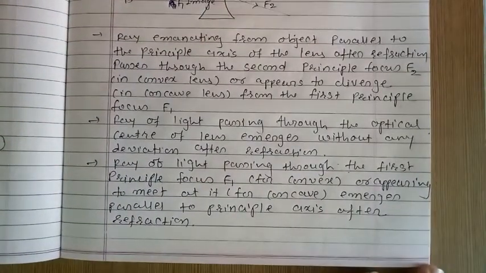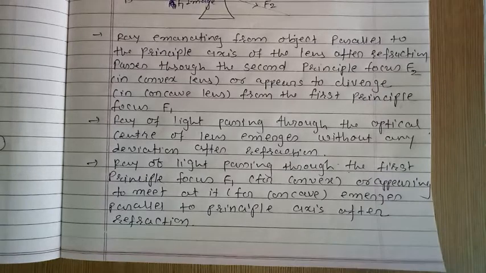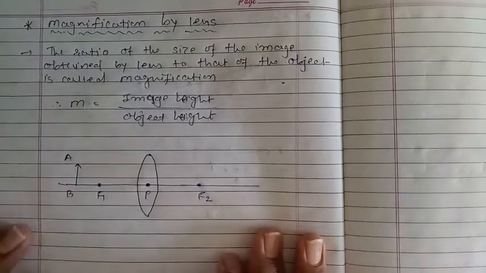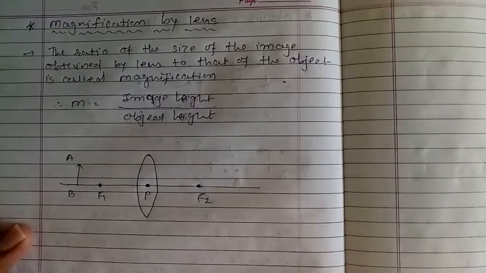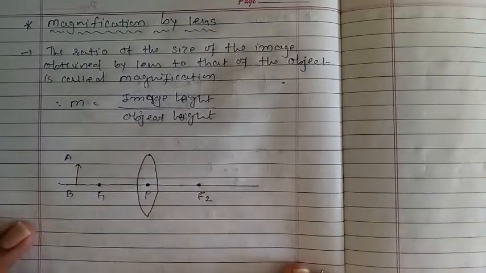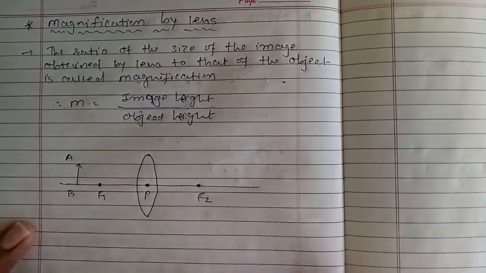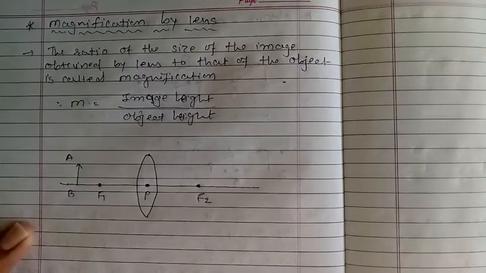Okay, now we discuss magnification by a lens. We know that the ratio of the size of the image obtained by the lens to that of the object is called magnification, right?